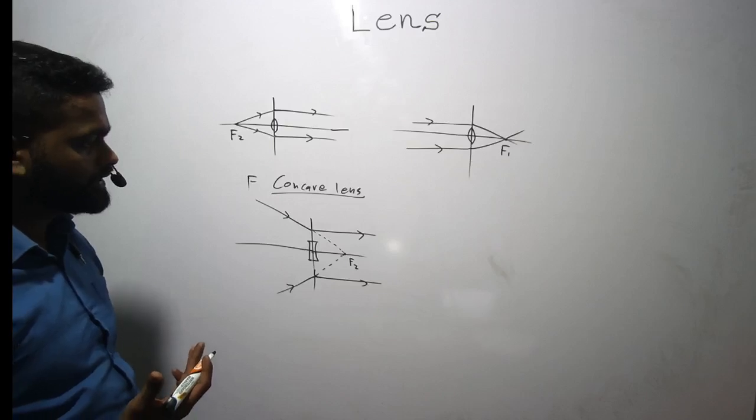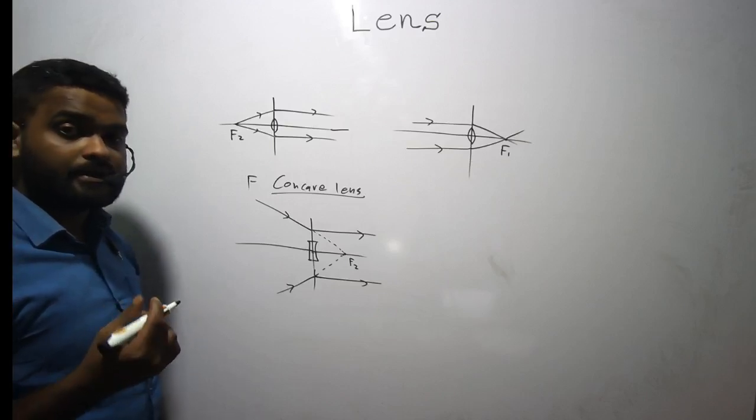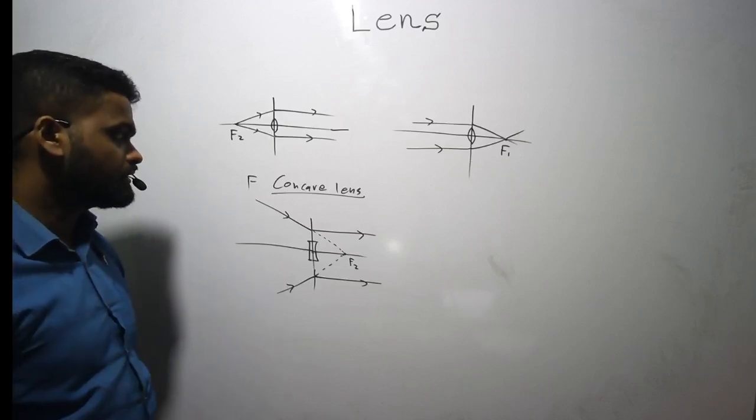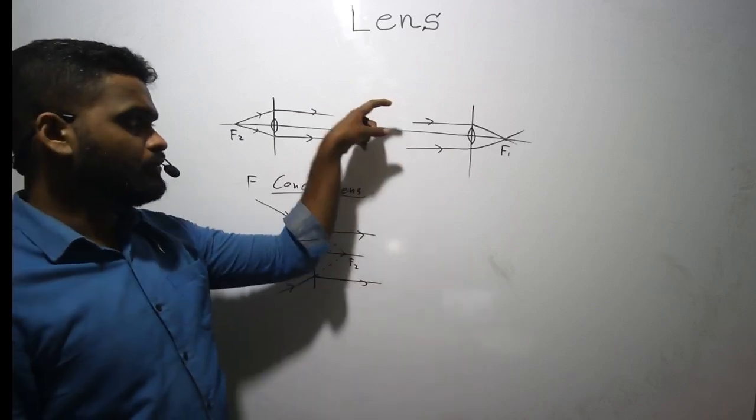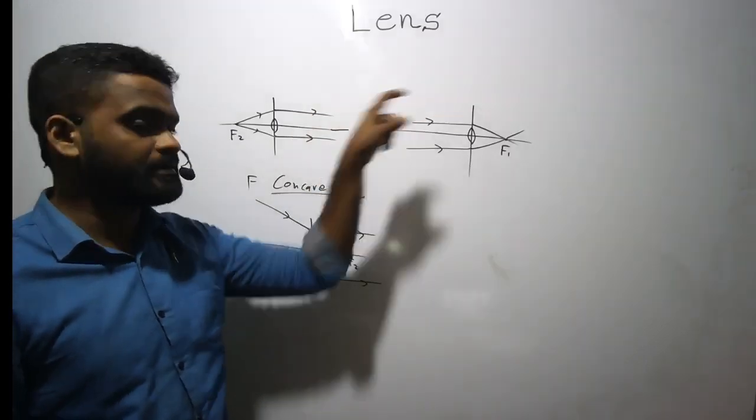Okay. Then we need to identify the primary focus of the concave lens. So what do we use to find the primary focus? We have to send a parallel beam of light.